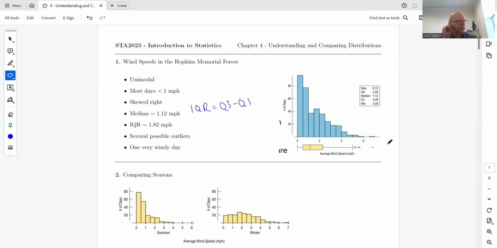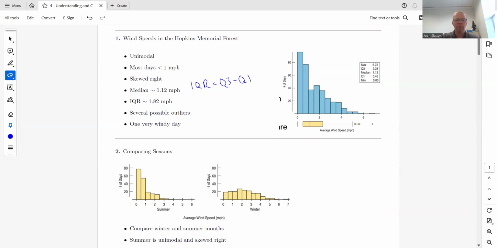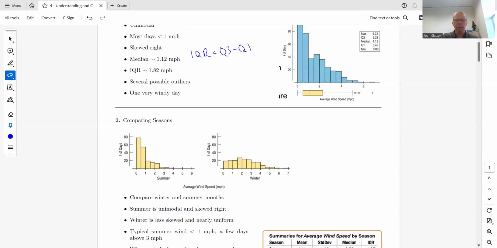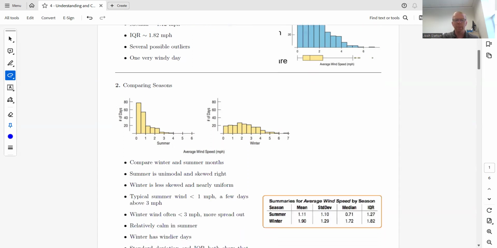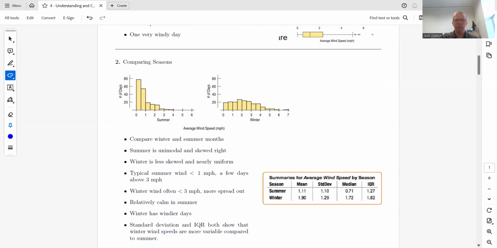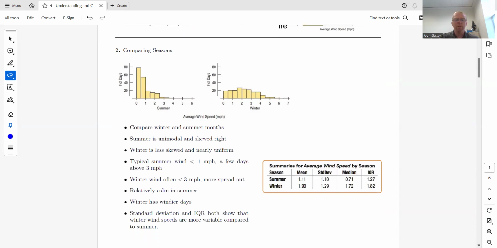So that's just the things. Most of the things in this chapter are just observational. You need to be familiar with the terminology and how to look at the histogram, and then the rest is just observation. So nothing too complex here. So number 2, now we have the same data, but it's going to be broken down into 2 sets. We'll have summer months and winter months.